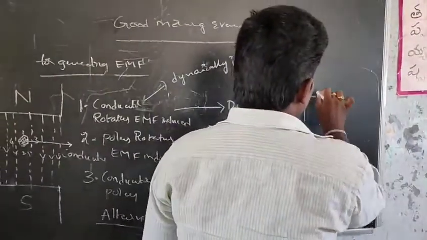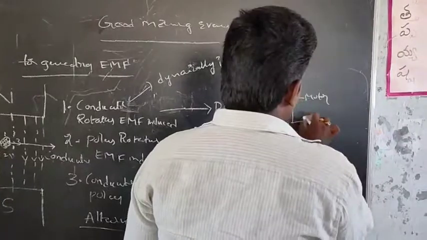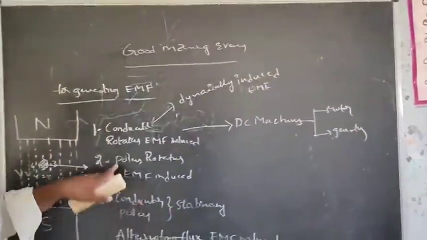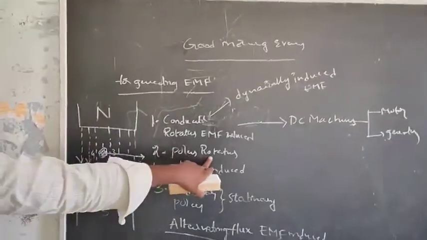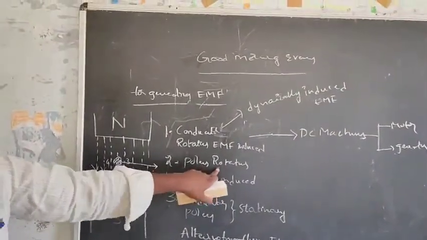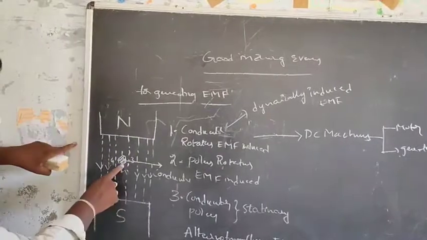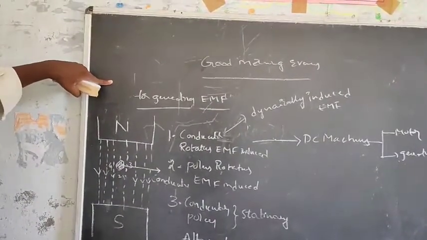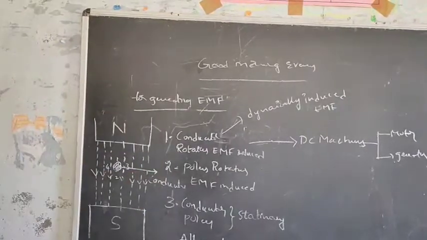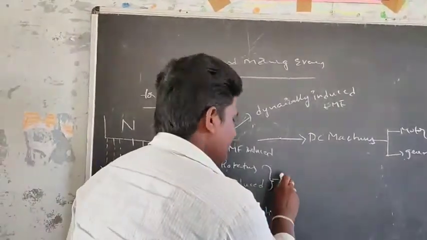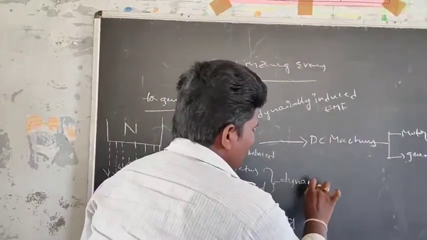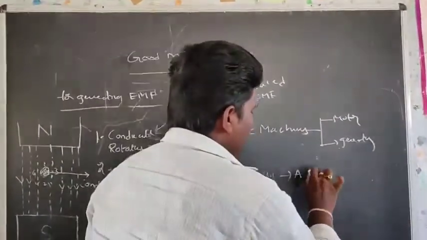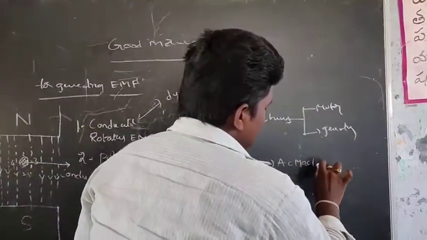Machines means motor, generator. Here what rotates? Poles are rotating. The conductor is stationary. The pole position changes, and the EMF is induced. So that's why it is called dynamically induced EMF; this one also is dynamic due to rotation.